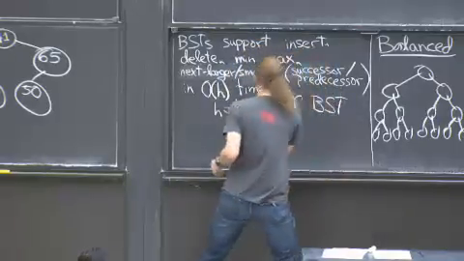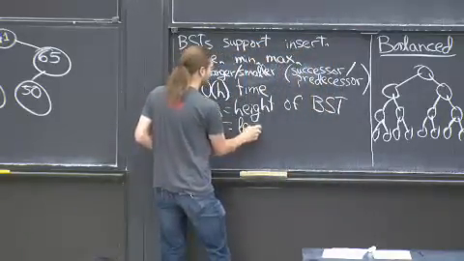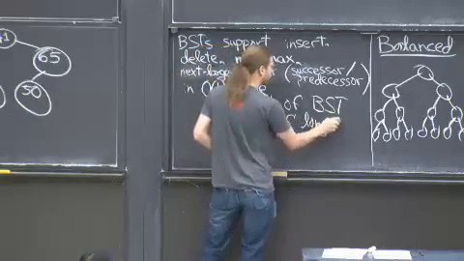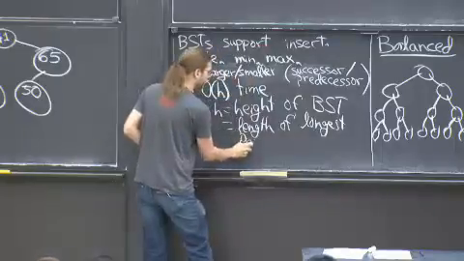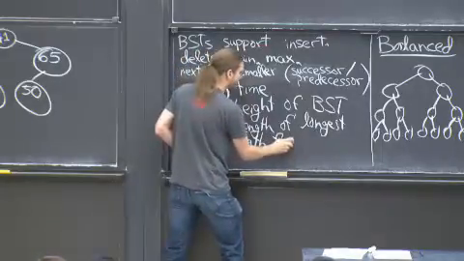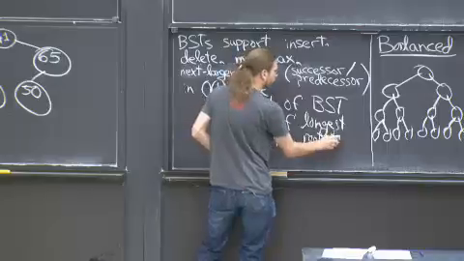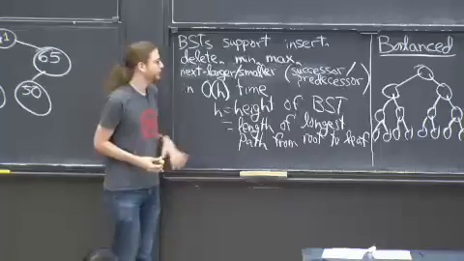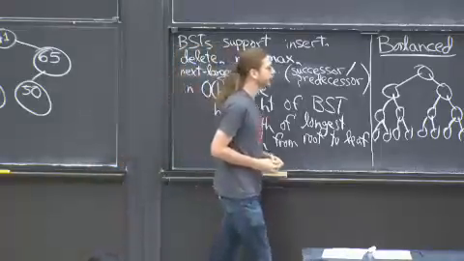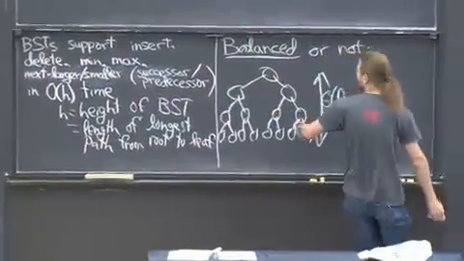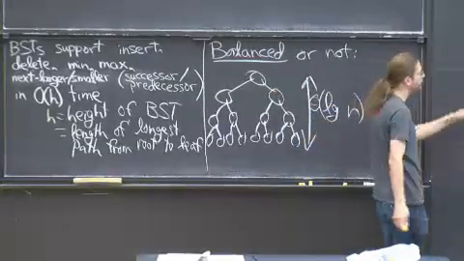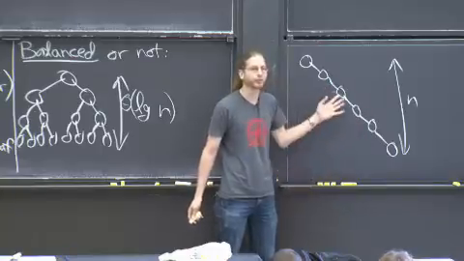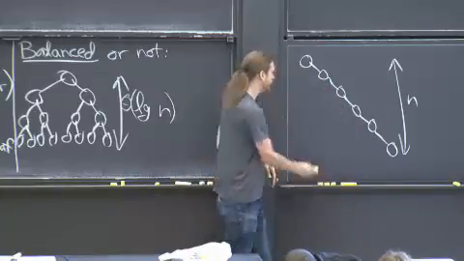OK, so I highlight this because we're going to be working a lot with height today. And so all that's happening here, all of the paths are length log n. Here, there is a path of length n. Now, some of them are shorter, but in fact, the average path is n over 2. It's really bad. So this is very unbalanced.